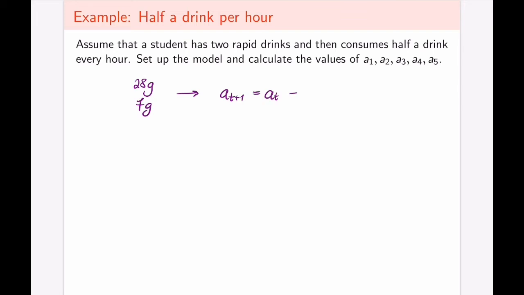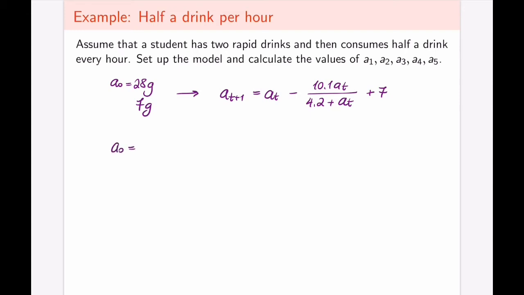So notice that nothing about the first setup actually changes. The initial amount will only affect us in our calculations once we actually start plugging things in, but the constant addition of the half a drink per hour will appear as the plus 7 tacked on onto our overall formula here. Okay, so let's see what happens.